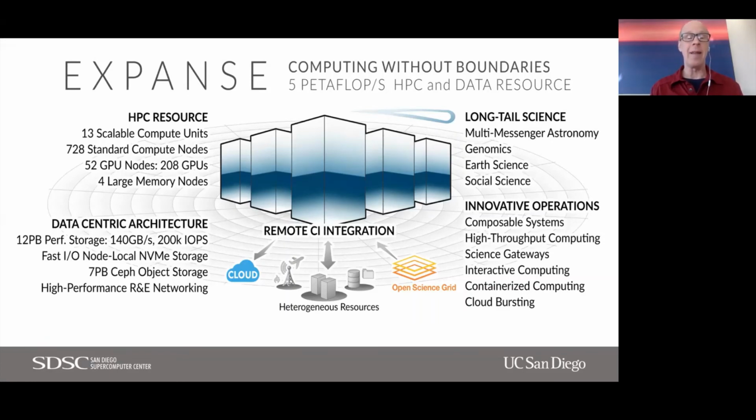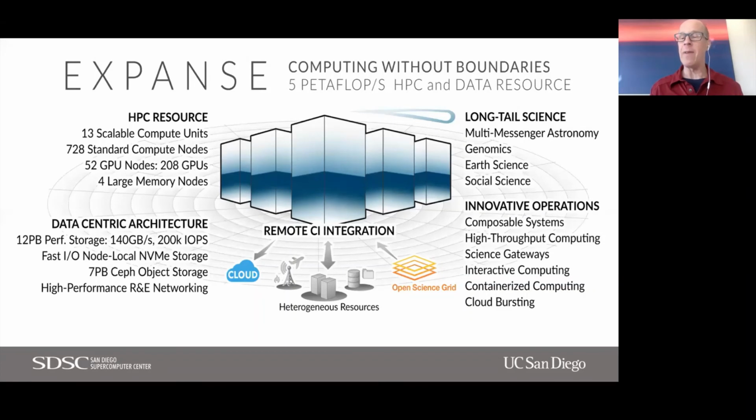It's what we call a data-centric architecture. It's really meant for working with lots of data. We have fast I/O, we have SSDs directly on the nodes. We have 12 petabytes of performance storage. This is Lustre. And we're going to be bringing on a 7 petabyte Ceph object storage. Mentioned the long tail of science. Just mention a few of the applications here, but it's really just about everything from astrophysics to social sciences.